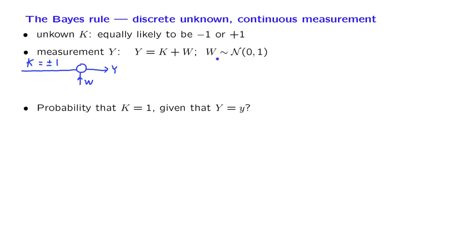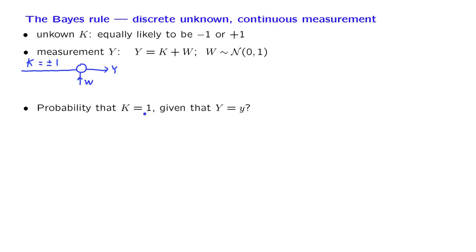So, suppose that we observed a specific value for the random variable y. We want to make a guess about the random variable capital K. Of course, there's no way to guess with complete certainty. The only thing that we can say is to determine how likely it is that a 1 was sent as opposed to how likely it is that a minus 1 was sent. How do we approach such a problem?